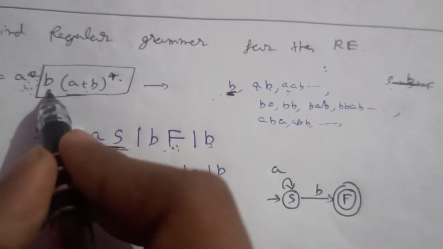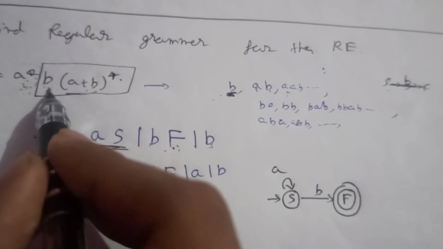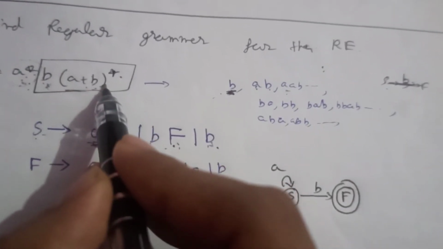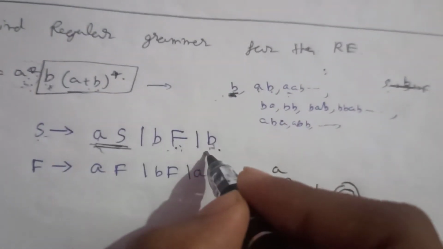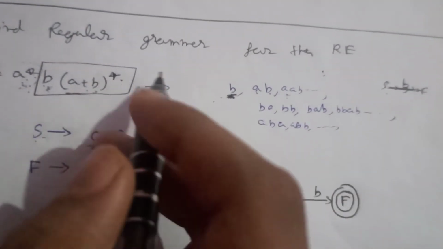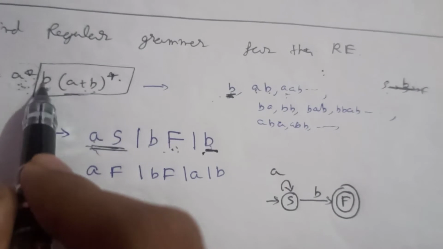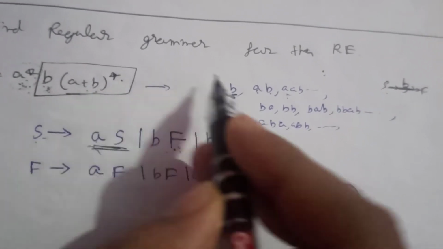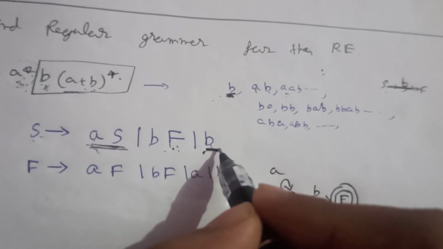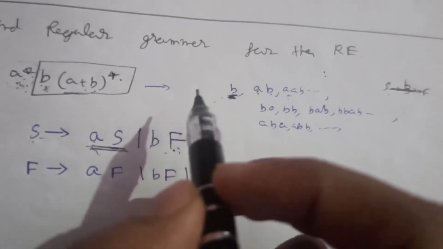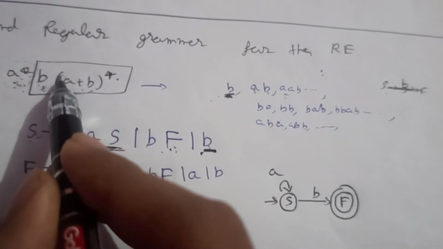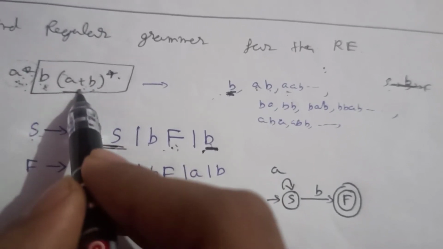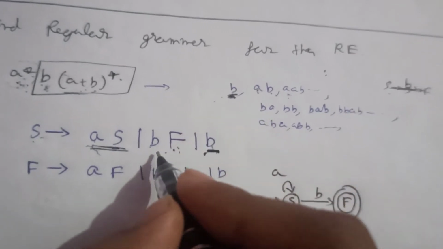So if after B there is nothing, then this production rule will come. From this part, if this value is null, then this production rule will do our job. Suppose the string is A star B. Then for A star this production rule does its job, and for this B this production rule is doing its job. But if we need to have some value after B also, for that we will need this production rule.